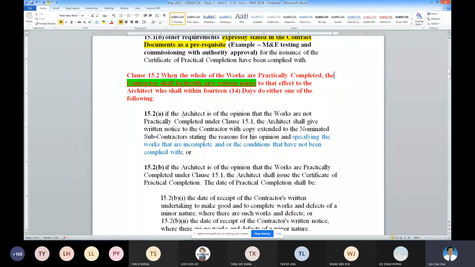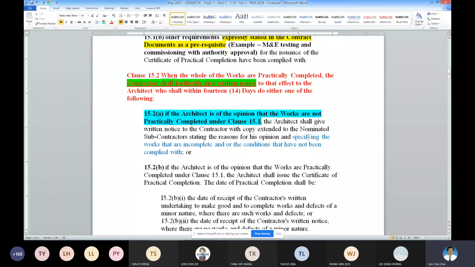So how do they decide? Then the architect will make use of clause 15.2a or 15.2b. Okay. So 15.2a is not practically completed, so rejecting you. So if the architect issues clause 15.2a to you, you know there are major defects to be rectified. Okay. So also extend a copy to the NSCs, stating the reason.